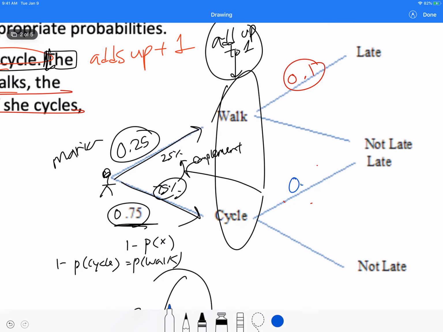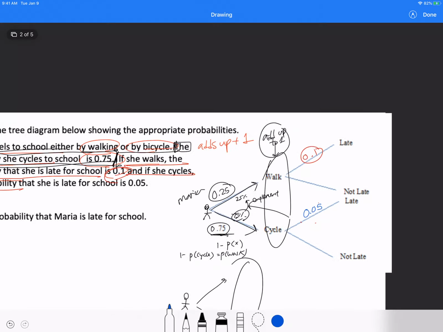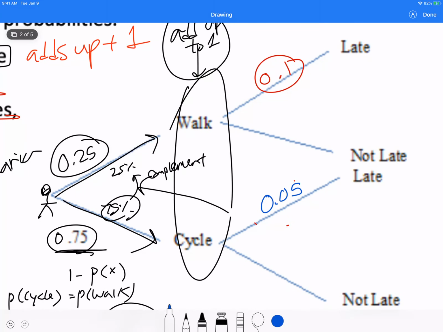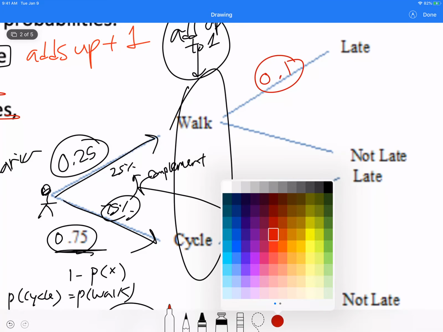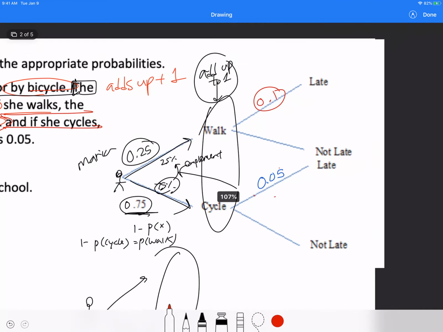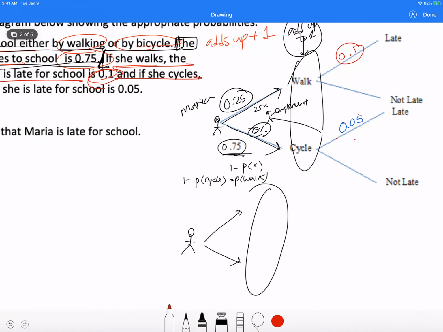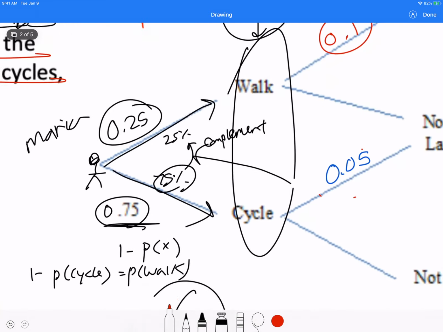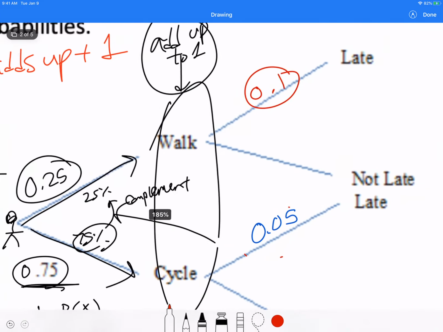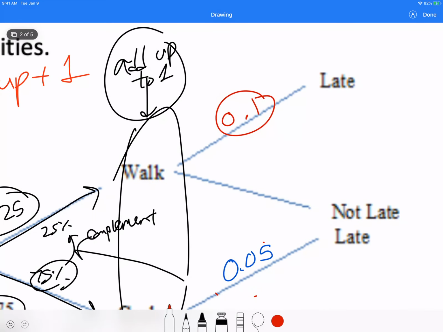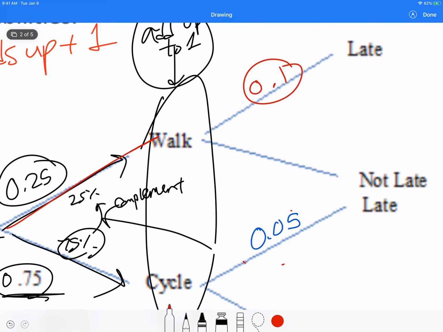So 0.05, I believe that was the case, right? Yeah, that was 5%. Okay, I have told you before that whatever the case is, they have to add up to 1, and we have to find the complement of it. Now, what I would like you to consider is this. I can't zoom in for some reason. Okay, there we go. I need you to consider this branch where we end up walking.